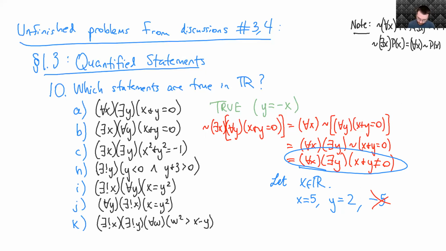Okay, so the negation of this statement is true, meaning the statement originally must have been false. It's not true that there exists some real number such that all real numbers cancel with it. That would be nonsense, right? Every real number has a unique additive inverse. It's not possible for every real number to be an additive inverse of a given x. Okay, so that's a mouthful, but that's how you would go about showing it.